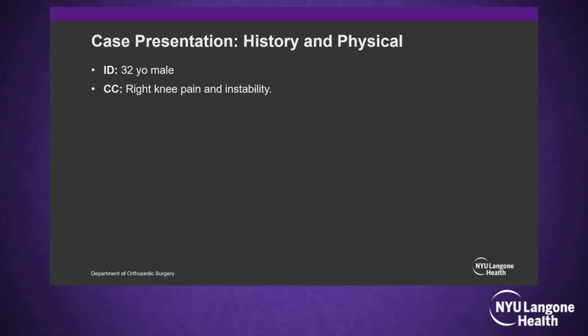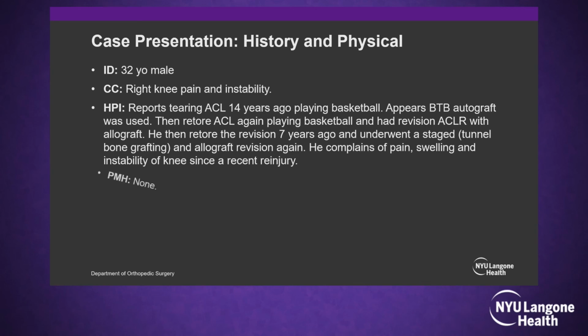Okay. 32-year-old male, right knee pain and instability. So this guy reports tearing his ACL 14 years ago playing basketball. He had a BTB autograft, then retore it again playing basketball. Then he had a revision ACL with allograft and retore it 7 years later. He underwent a staged tunnel bone grafting, and then a third procedure revised again.